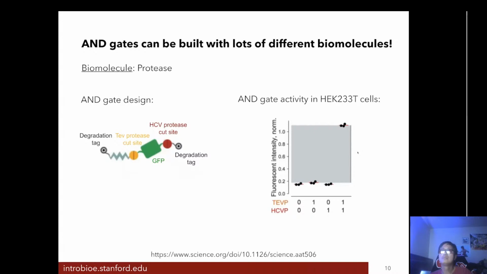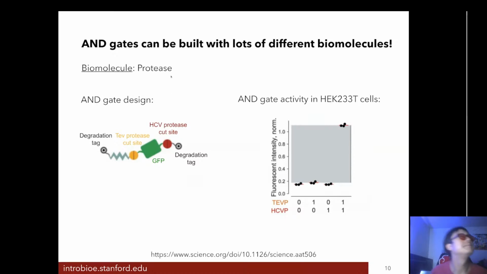The last type of AND gate that I'm going to show you is built with proteins called proteases. These proteases cleave proteins, and so there's no transcriptional control in this case. All three of the other AND gates that I showed you were all dependent on changes in transcription in order to get changes in expression or GFP signal. In this case, we're going to have control at the level of protein stability.